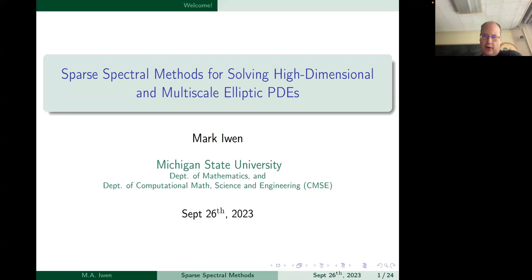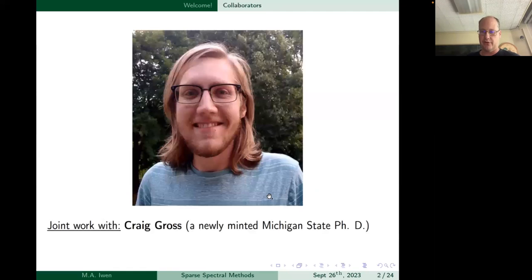And then in part two, I'll switch to the PDE part and talk about how you can use these sparse spectral methods or these sparse Fourier transforms to solve PDE. So let's get the show on the road here.